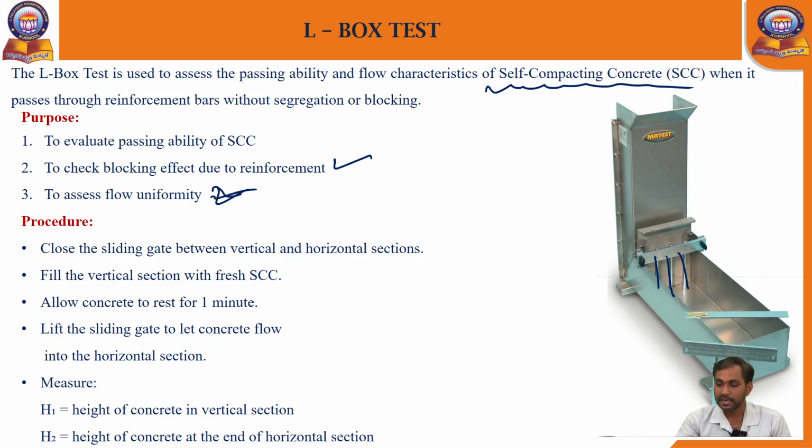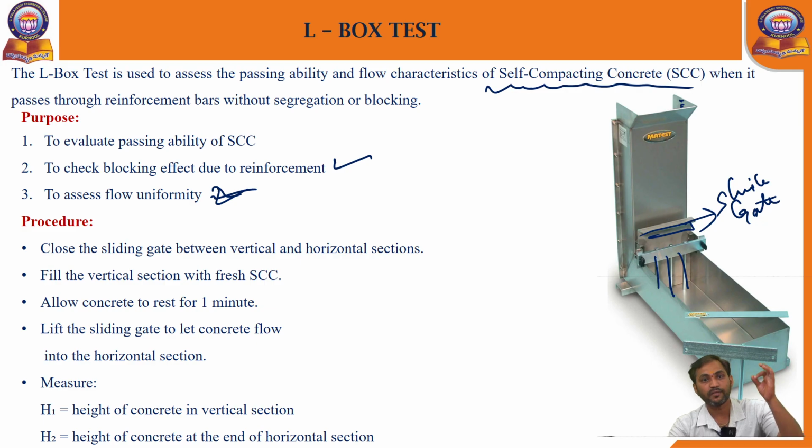First, lightly apply grease or any lubricating oil inside the mold properly. Next, first close the sluice gate. This is the sluice gate, where the concrete won't come outside. First we close that sluice gate, then fill the concrete into this vertical chamber. Within 1 minute, lift this sliding gate to let the concrete flow. When the gate is opened, slowly the concrete will come here.